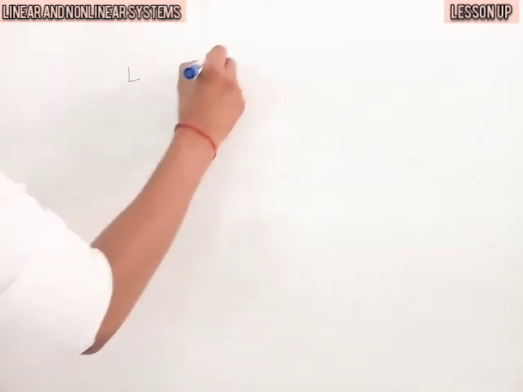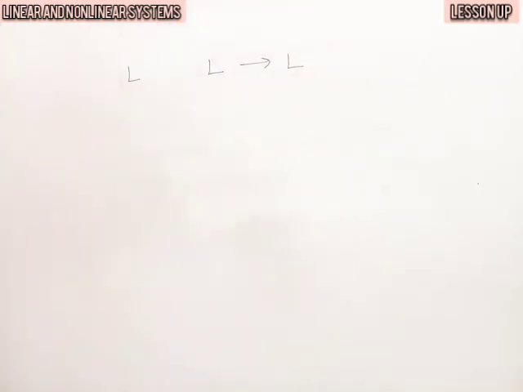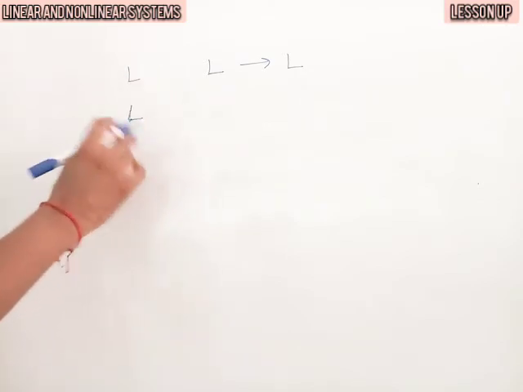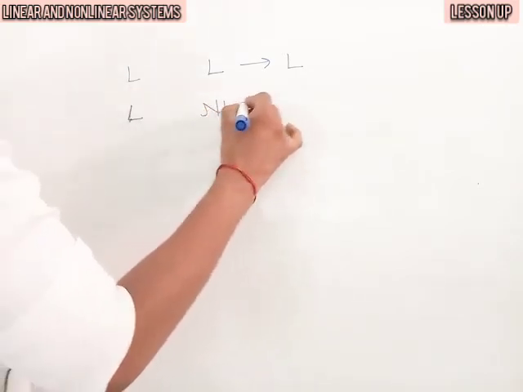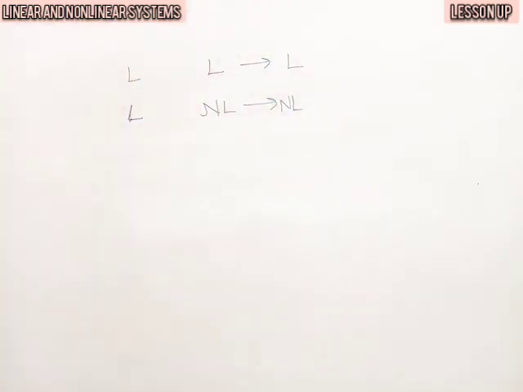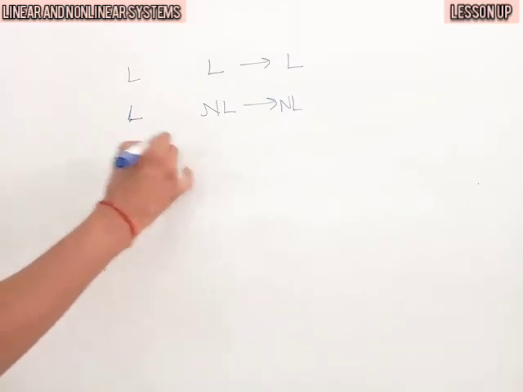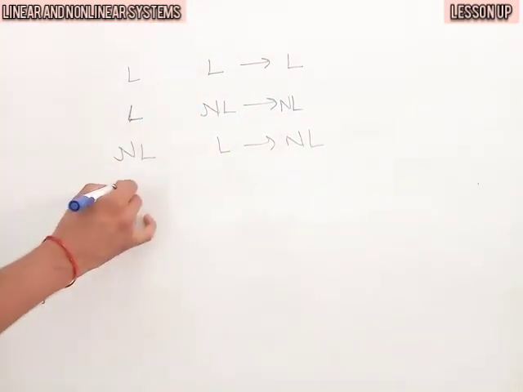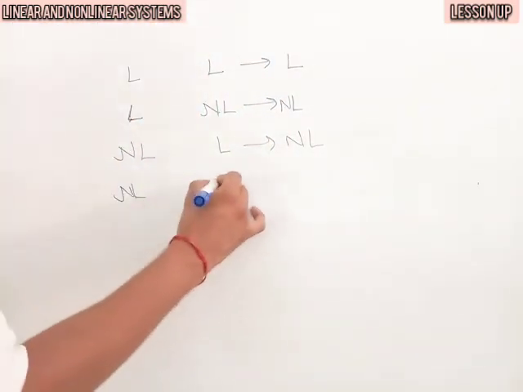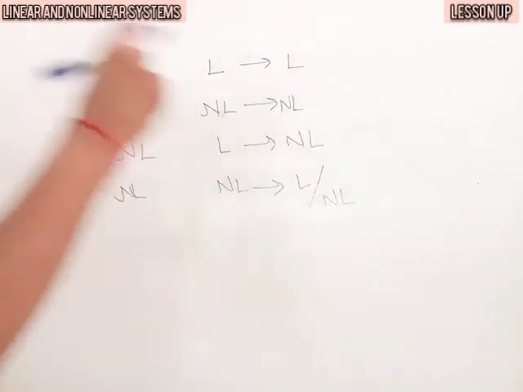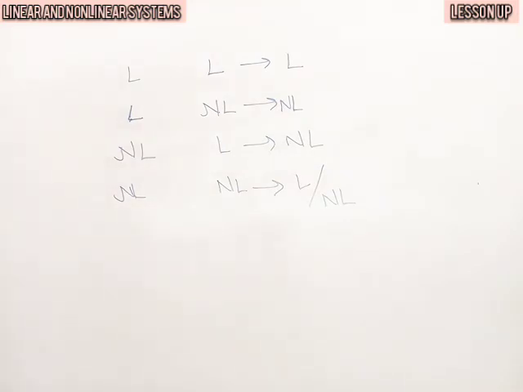Next is, if two linear systems are connected in series, you will get a complete linear system. If two systems are connected in series in which one is linear and another is non-linear, you will get an overall non-linear system. If the first block is non-linear, second block is linear, you will get an overall non-linear system. And if the first block is non-linear and the second block is non-linear, you can get linear or non-linear. This depends upon the arrangement of blocks.